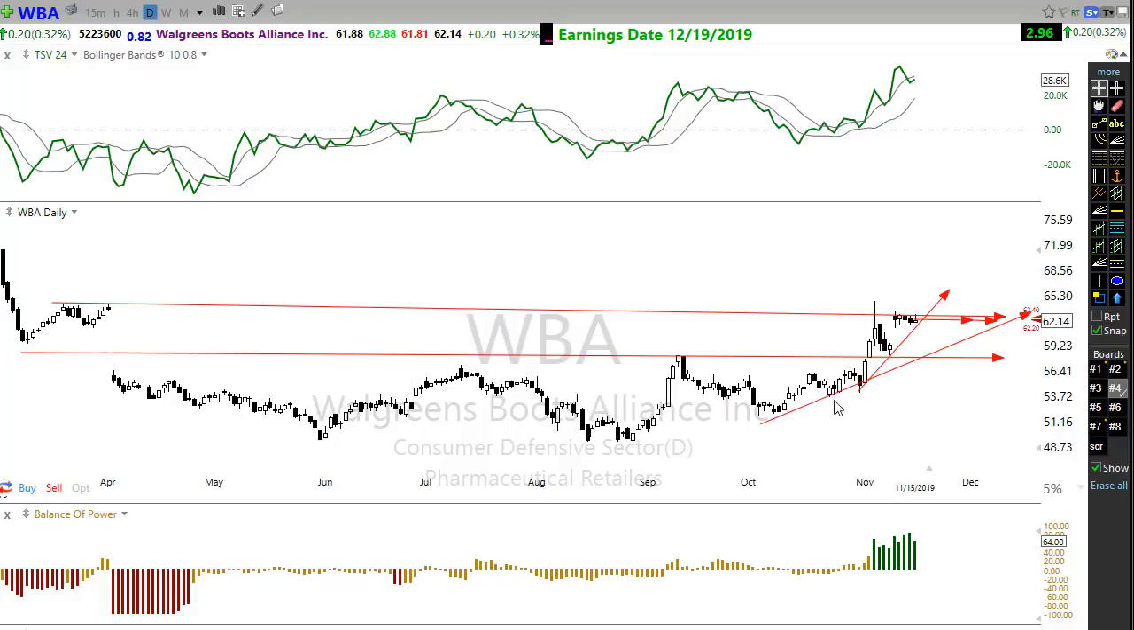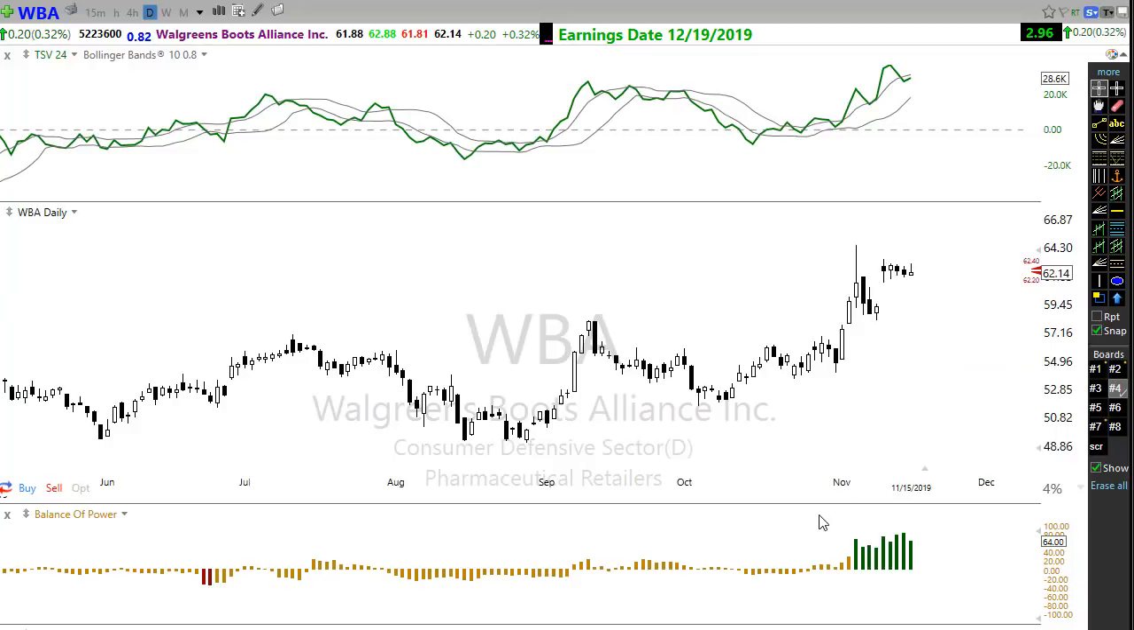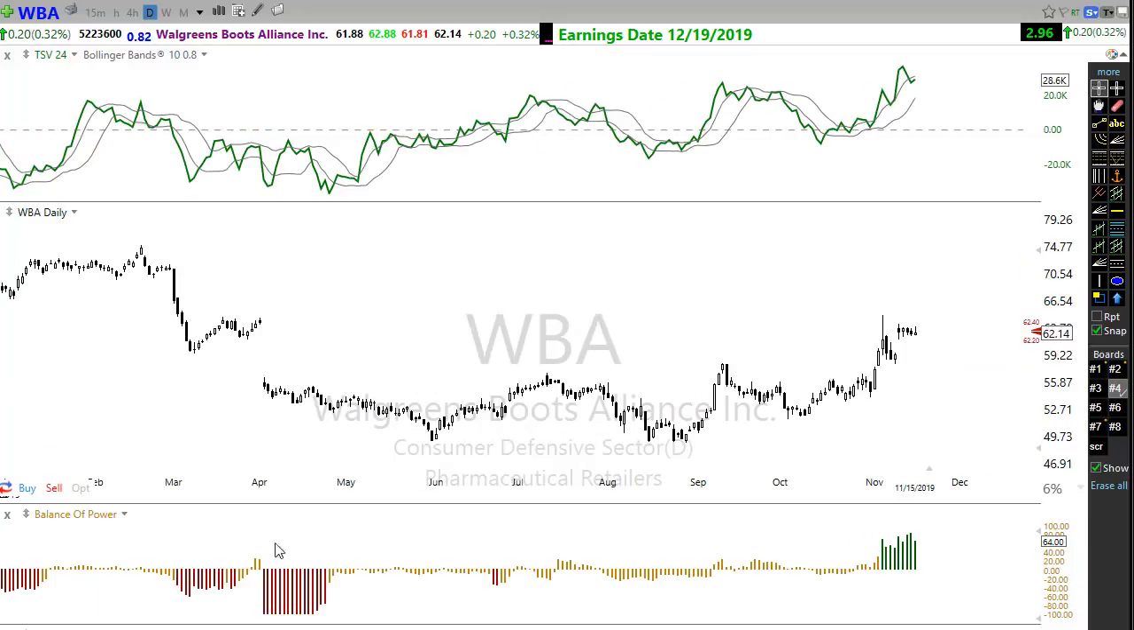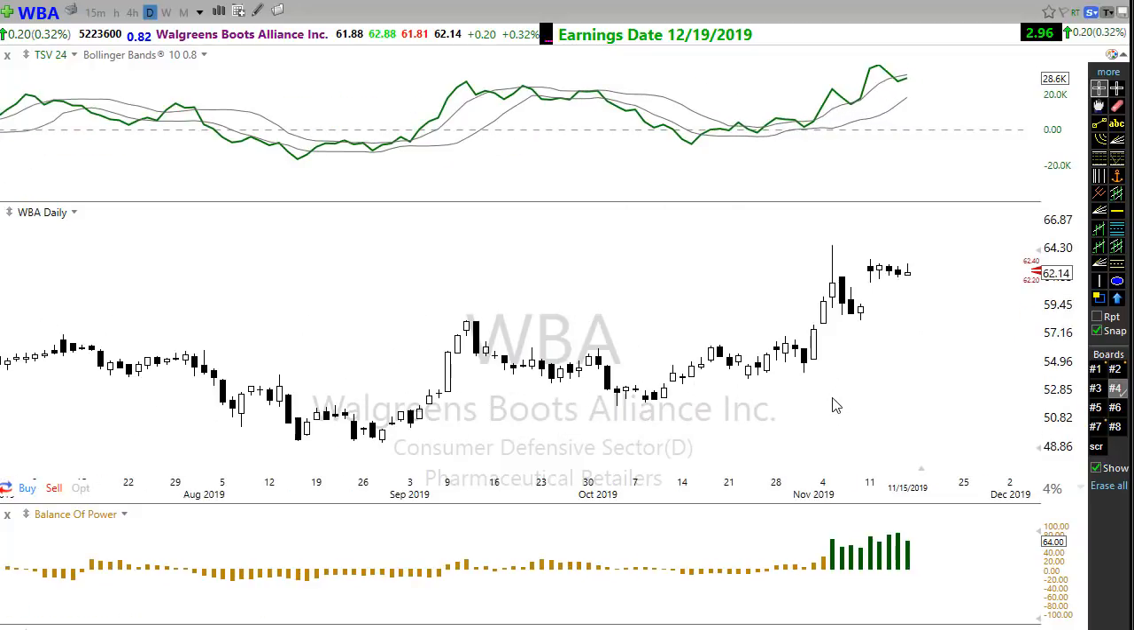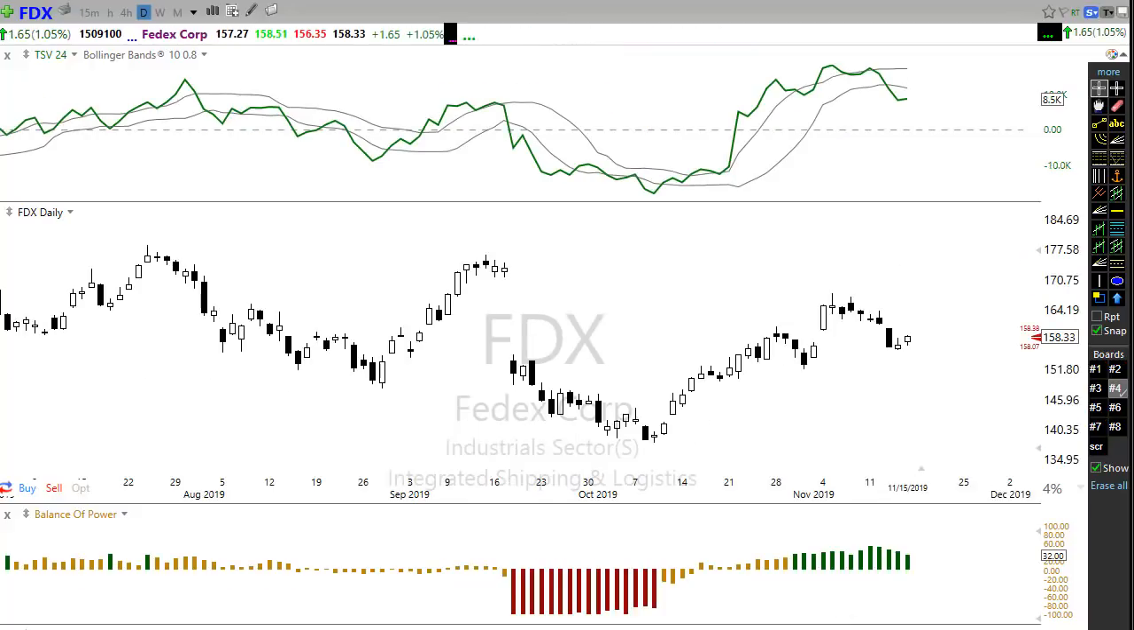So what we have to do as a trader is place a price alert on this chart and wait, so we prepare ahead of time. And that's one of the reasons I love balance of power, is balance of power gives me that clue ahead of time to keep an eye on it. Okay. FDX. FDX is showing us BOP accumulation.